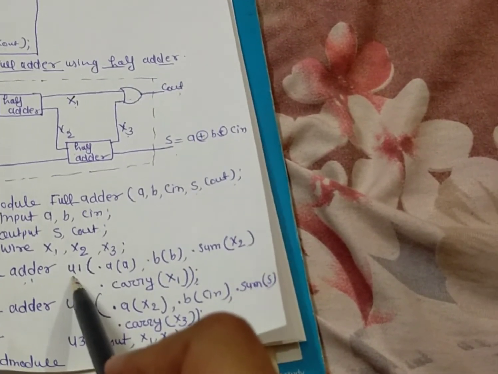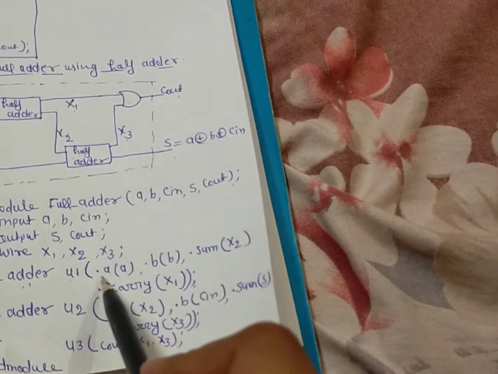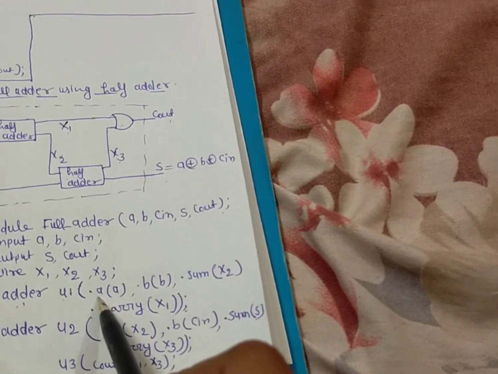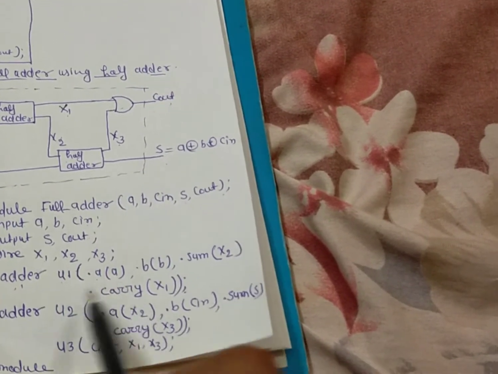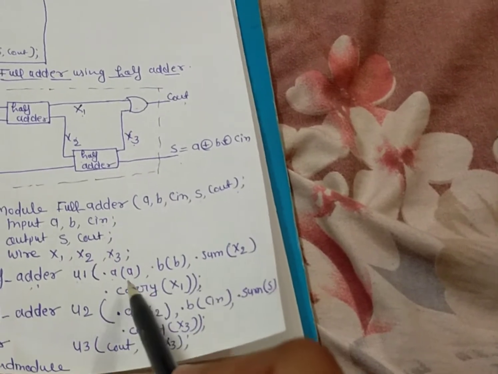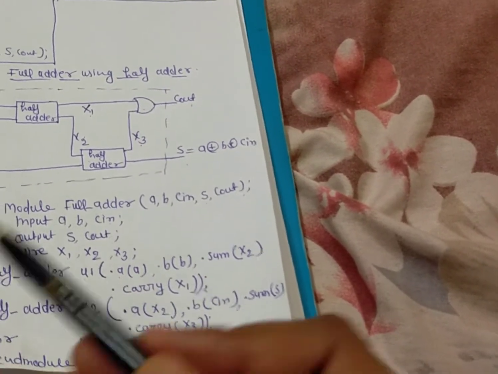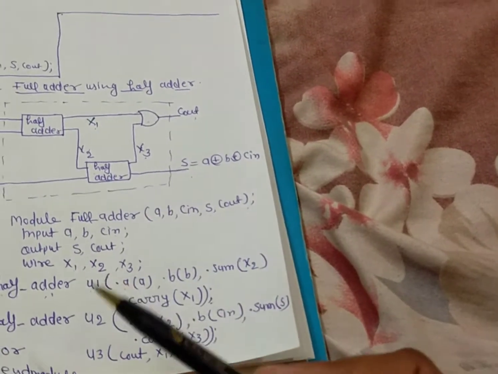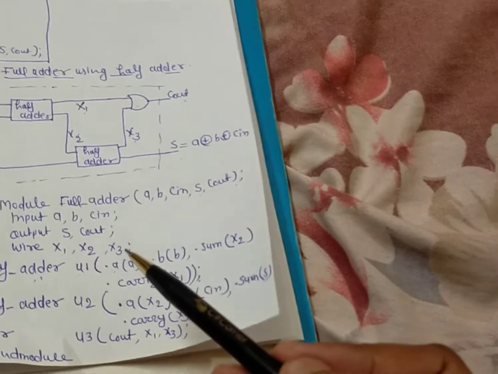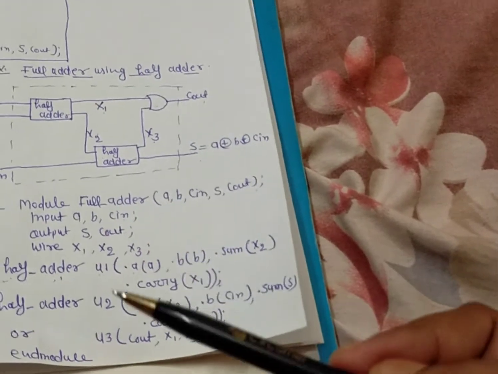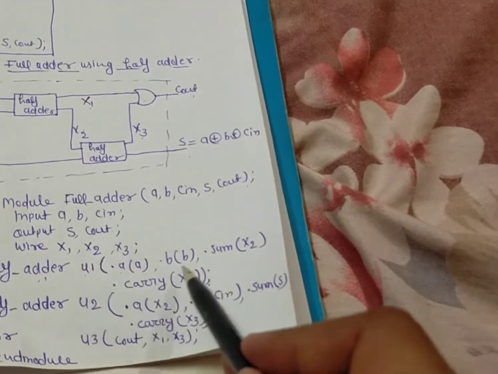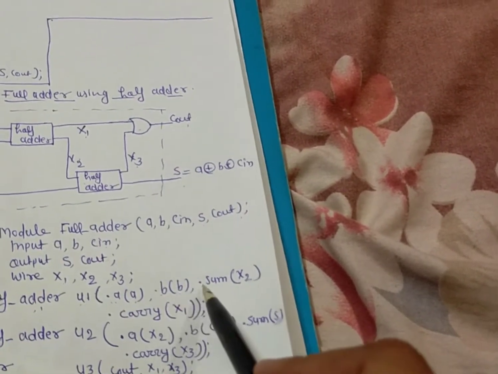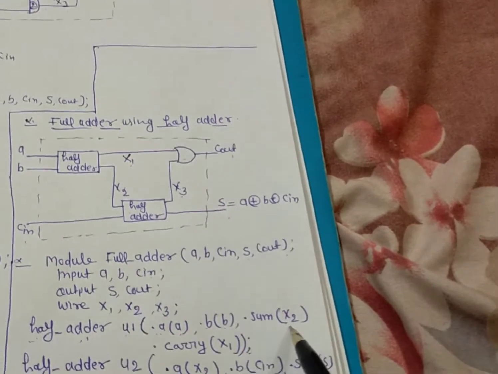Then write any random instance name, u1, h1, whatever. Then write inputs and outputs. In this particular code we use the dot format because we don't know what sequence we have followed in the half adder coding and what sequence we are following in the full adder coding. So for simplicity we use dot format. So u1 dot a bracket a, dot b bracket b, dot sum bracket x2.